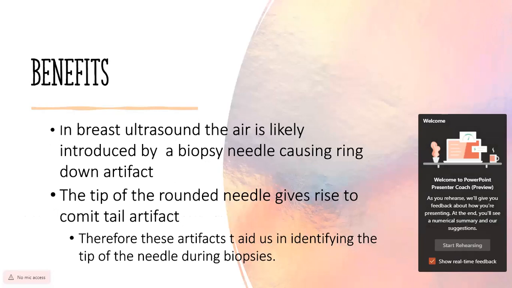In breast ultrasound, the air is most likely introduced by a biopsy needle, which can cause the ring-down artifact, or the tip of a rounded needle, which gives rise to the comet tail artifact. Therefore, these artifacts aid us in identifying the tip of a needle during biopsies.